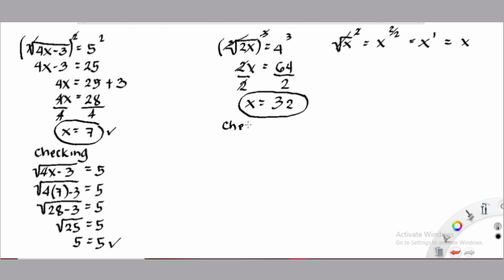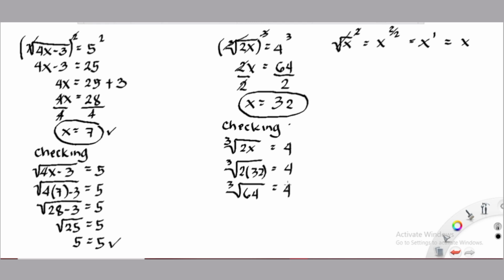And as I said, we should not forget to do the checking. Let us check if 32 is a solution to our equation. Again, the original equation is the cube root of 2x equals 4. Substitute 32 to x, so this will become the cube root of 2 times 32 is equal to 4. So we'll have now the cube root of 2 times 32, that is 64. Is that equal to 4?